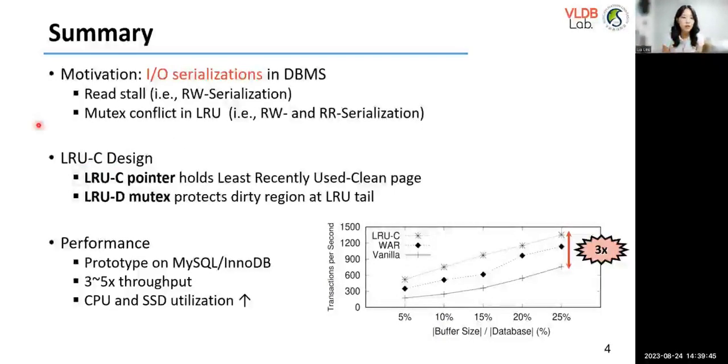The whole I/O-related buffer management works based on the LRUC pointer, which holds the least recently used clean page. Also, we separated the global LRU mutex into two mutexes, LRUD and LRUM, which protect two different regions of the LRU list. By prototyping LRUC on the MySQL InnoDB engine and running various experiments, the results confirm that LRUC outperforms vanilla MySQL by 3 to 5 folds, and the state-of-the-art WAL solution by around 50%.